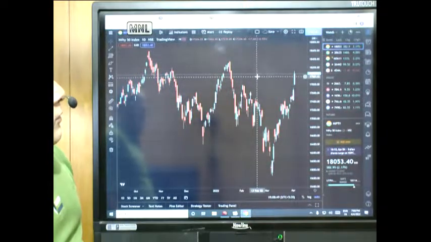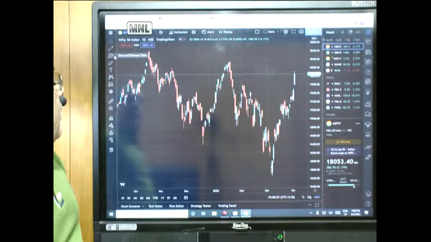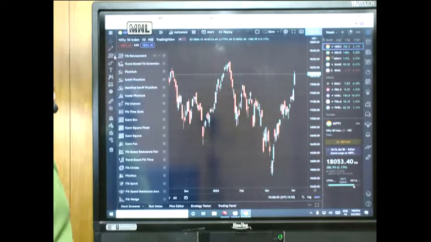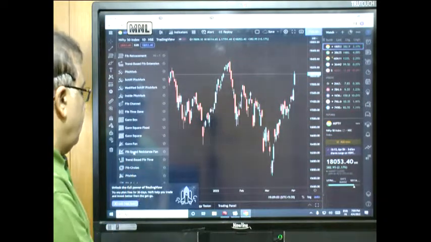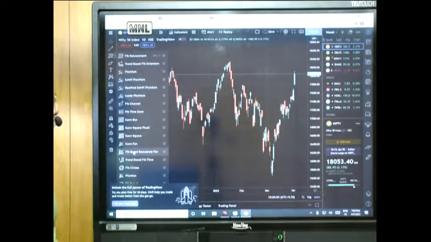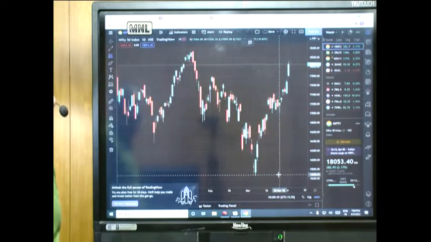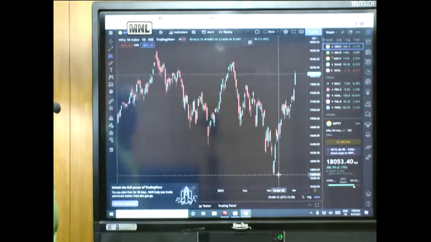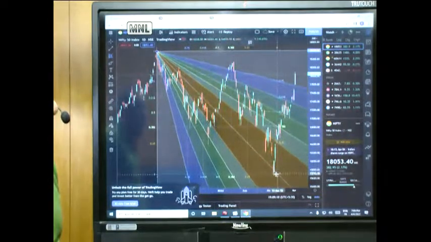So now we are using the Nifty chart, and here we are. If you go here on the left-hand side pane, you will get a Fibonacci speed resistance line. So this is the Fibonacci speed resistance fan. So you can use that. Now if you see, what we are doing is we are using it from the 18,600 levels to this place.